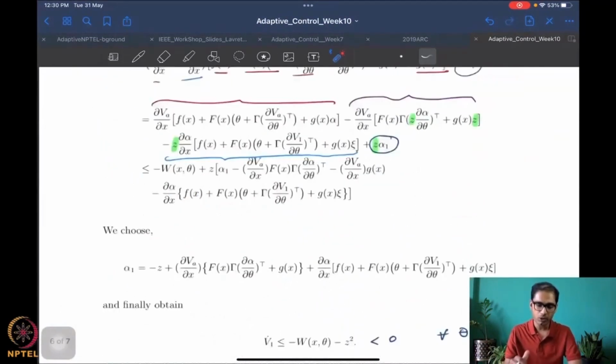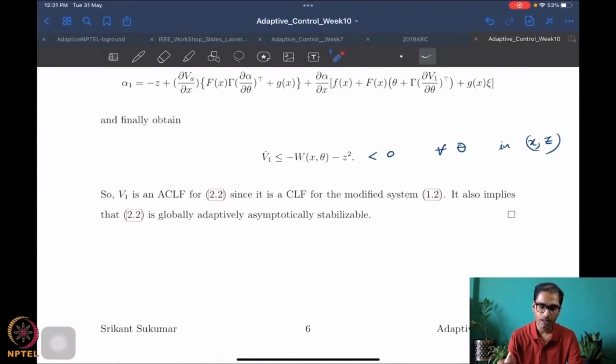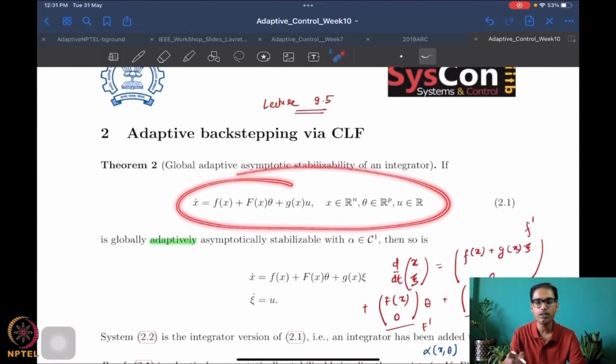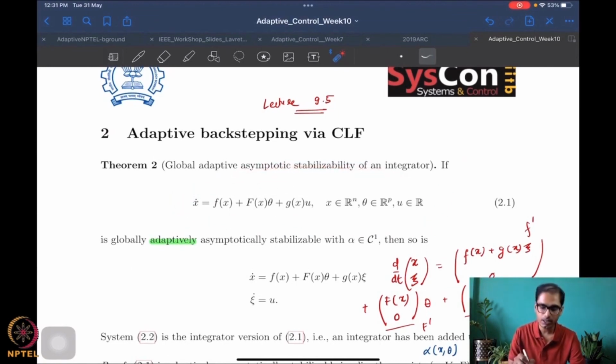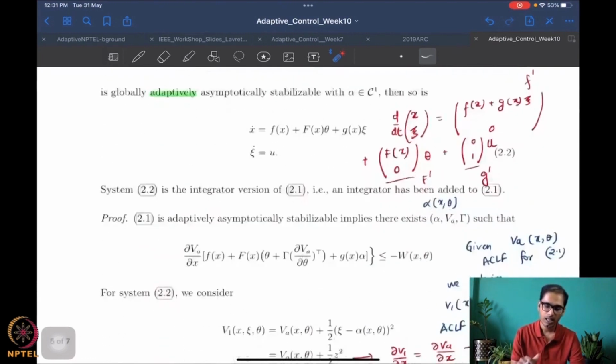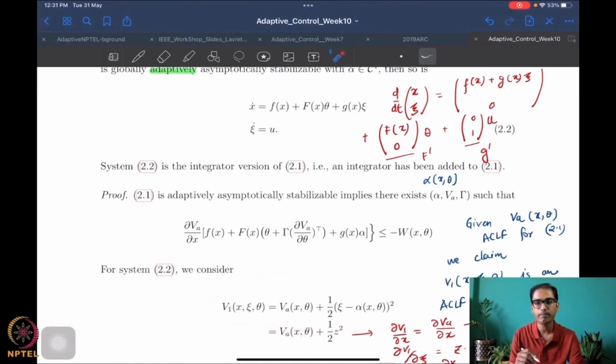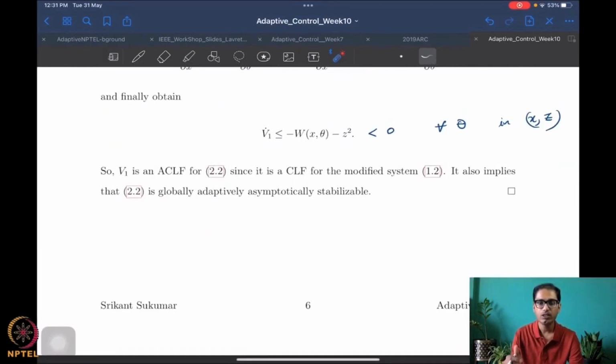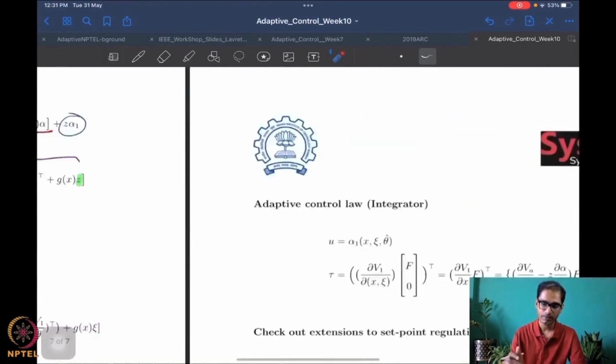So that's pretty great. We have essentially been able to prove that if the system 2.1 was globally adaptively asymptotically stabilizable, then so is this guy. Why? Because from the ACLF for system 2.1, I could construct an ACLF for system 2.2. This is by modifying the control alpha 1 and choosing V1 in a smart way from VA. That's essentially what you want. This is what you need in typical backstepping adaptive control also, just that we now have a different sort of expression.